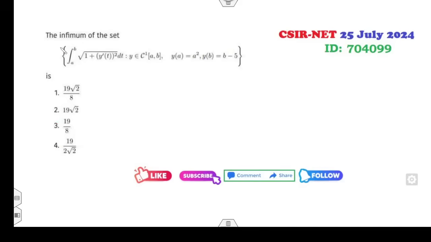चलिए अब इस क्वेश्चन पे चलते हैं. Your target is to find the minimum. Find your f will be 1 plus y dash square root. Clearly say this function is independent of x and y.